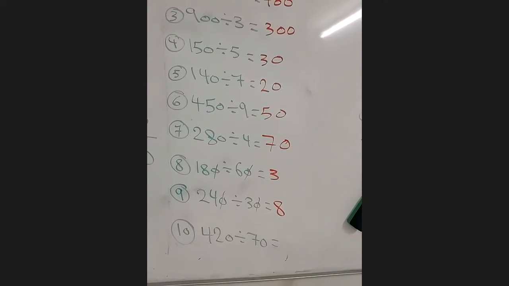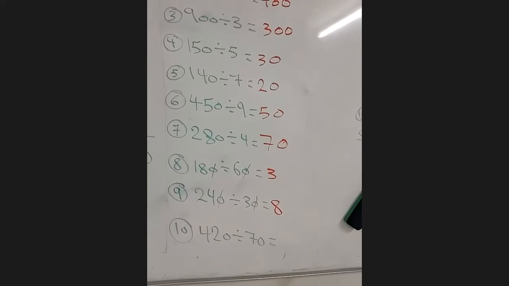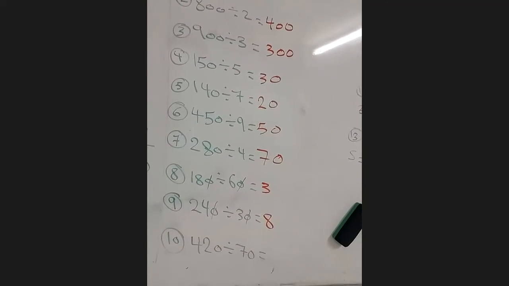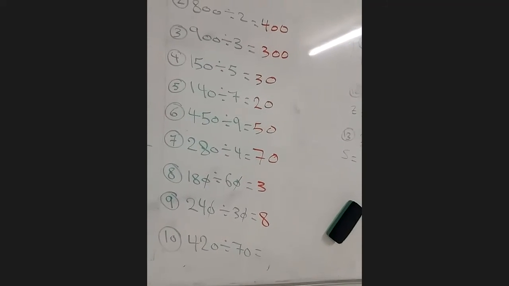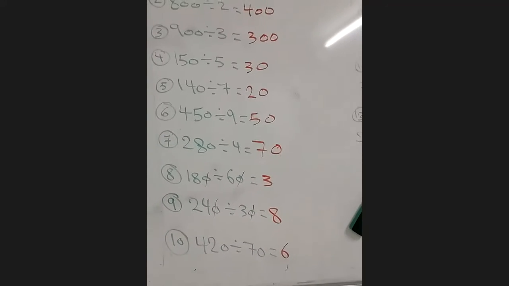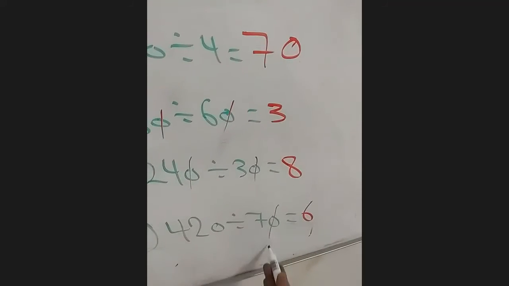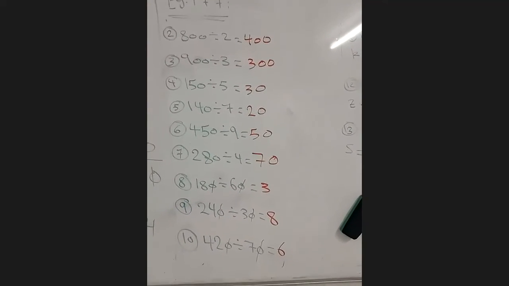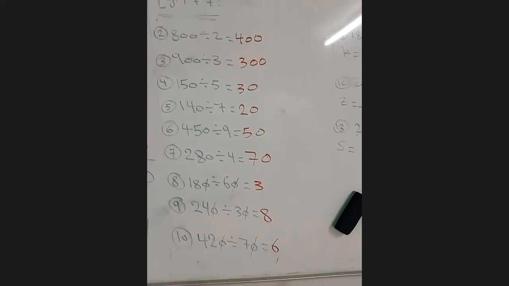Okay. 4 is smaller than 7, so we grab 42. 42 divided by 7 equals 6. Okay, and we will cross the zeros, and there are no more zeros, so just the 6. The answer is only 6. Thank you, Ibrahim. Thank you, Ziad.